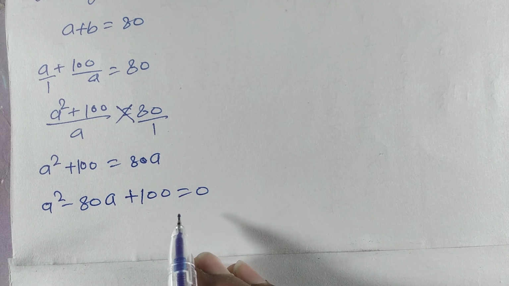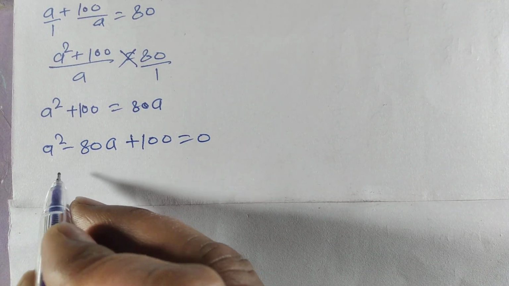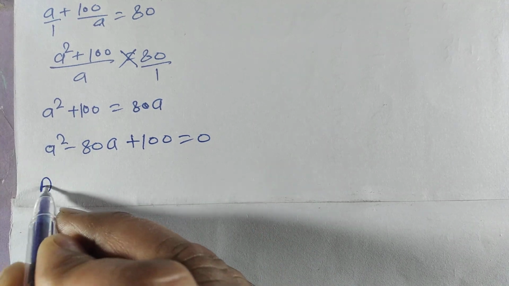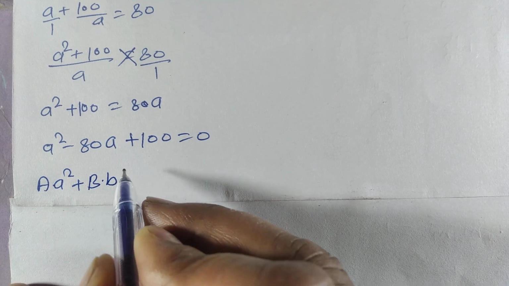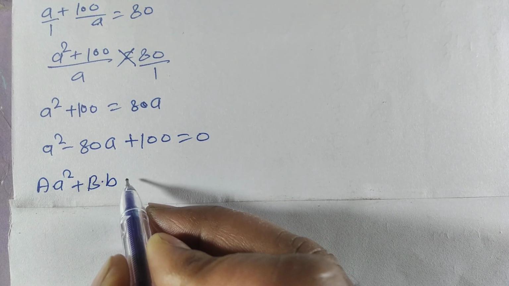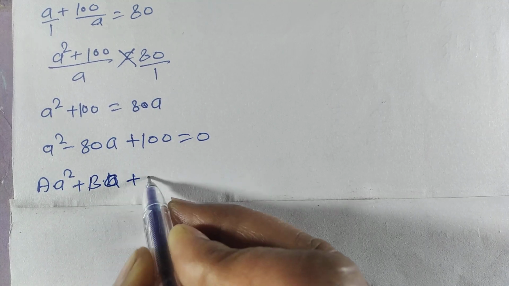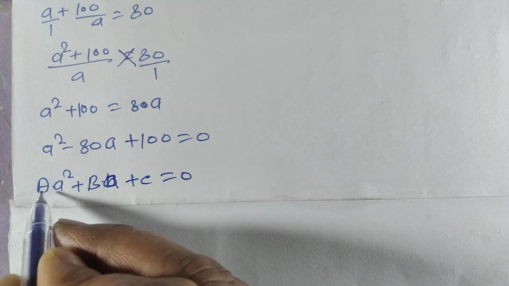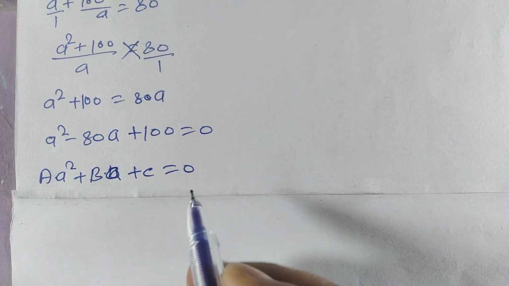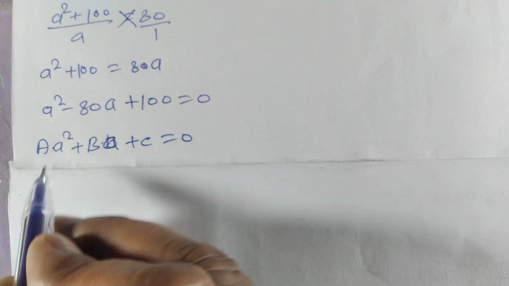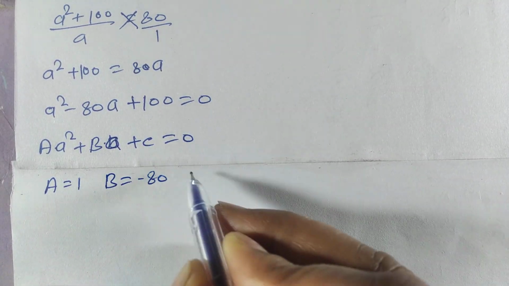This is a quadratic equation. Now comparing with the normal form, capital A into small a square plus capital B into small a plus c is equal to 0. On comparing, capital A is equal to 1, capital B is equal to minus 80, and c is equal to 100.